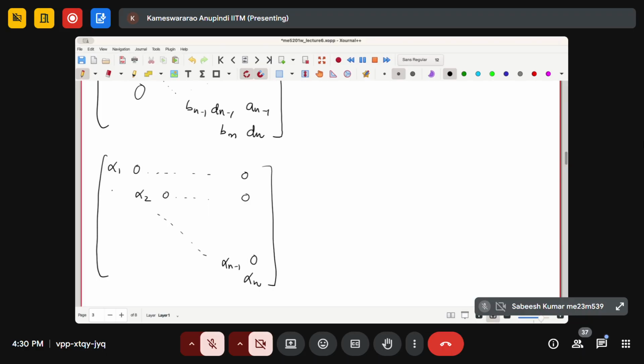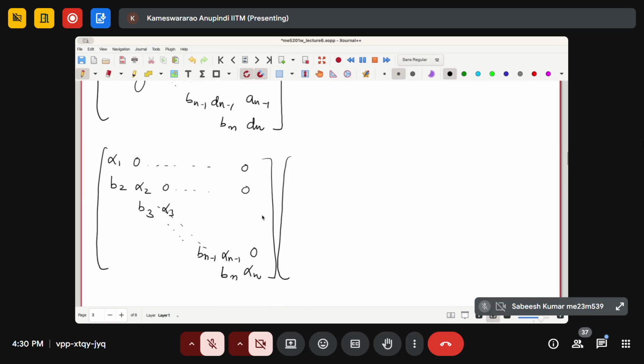And it turns out the values below this alpha in the lower triangular matrix are actually the same as what we have in the original system. That means it's going to be B2, B3, alpha 3, and so on. This is going to be Bn, this is going to be Bn minus 1. So it turns out they are all the original B's. We don't have to compute them again, so they are not unknowns. And that is my lower triangular matrix.